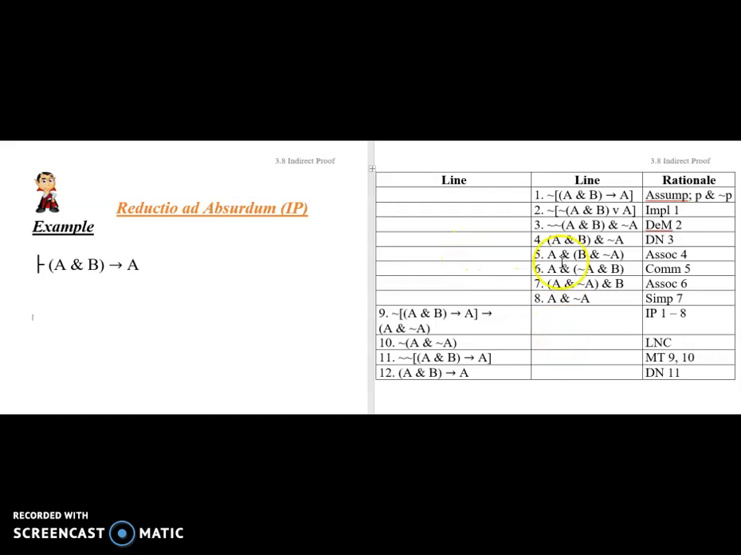All right, logic fans, keep practicing this, because we're going to use a really effective strategy in 3.9 where you learn how to combine CP with IP. So you want to make sure you've got these techniques down before we look at that.